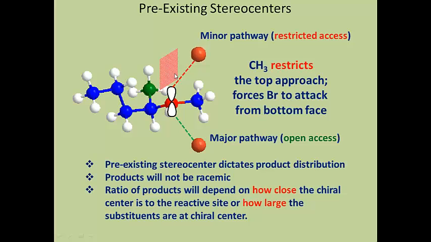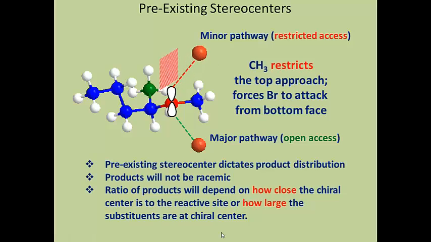So let's look at it again. Bromine is trying to come in, it gets kicked back out. So the methyl group restricts the approach from the top, forces bromine to come in from this way, and so now you get an unequal mixture because it costs more energy to come from this direction up top. Let's look at it again.